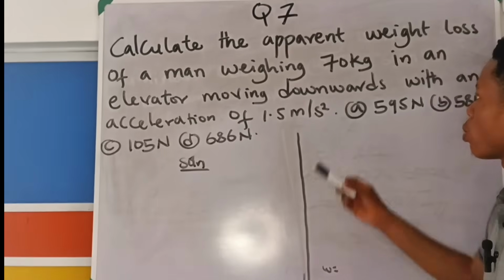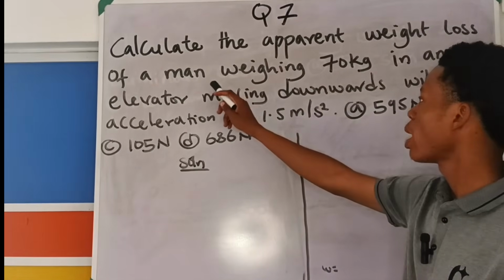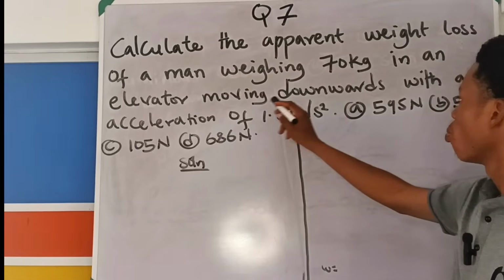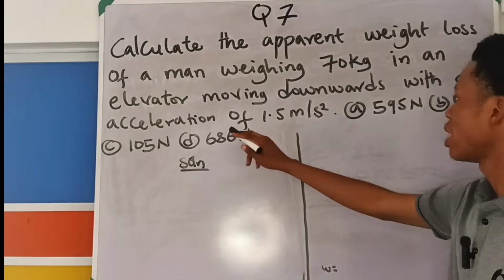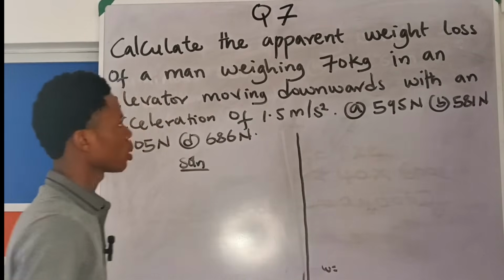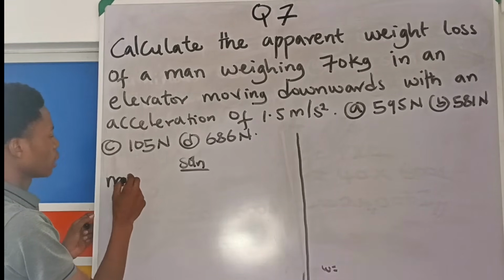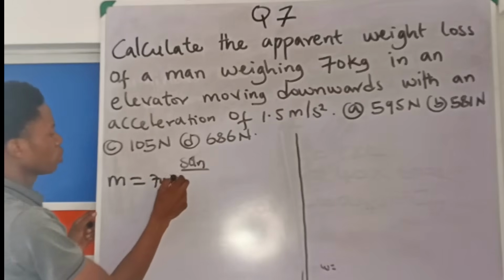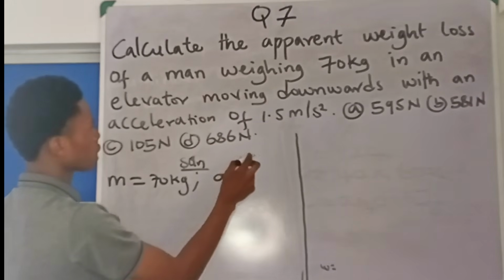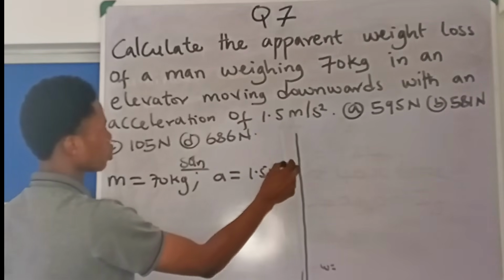All right, my friends, let's look at question 7. Calculate the apparent weight loss of a man weighing 70 kilograms in an elevator moving downwards with an acceleration of 1.5 meter per second square. So just like I always say, write the parameters given. We're given the mass of the man to be 70 kilograms, and we're given the acceleration downwards as 1.5 meter per second square.